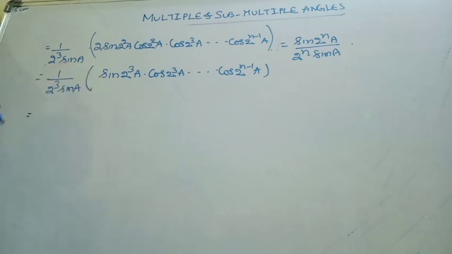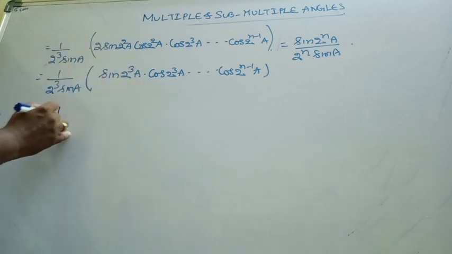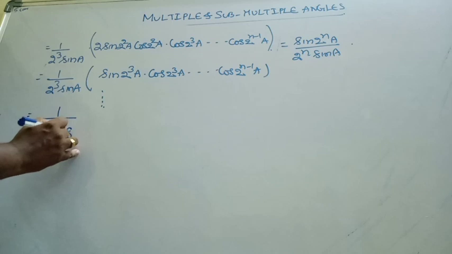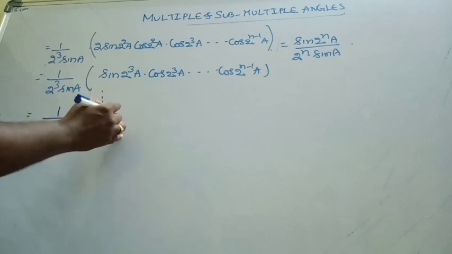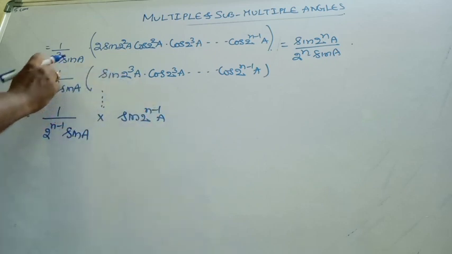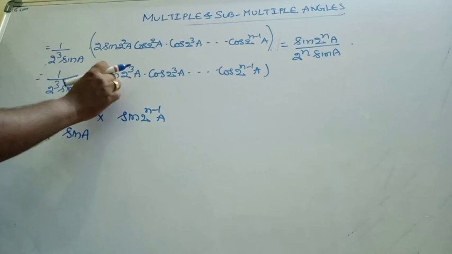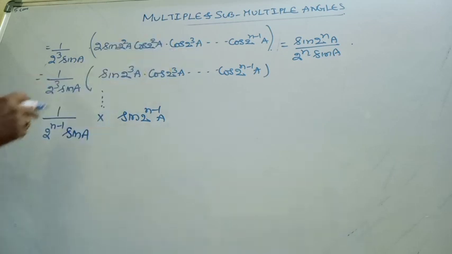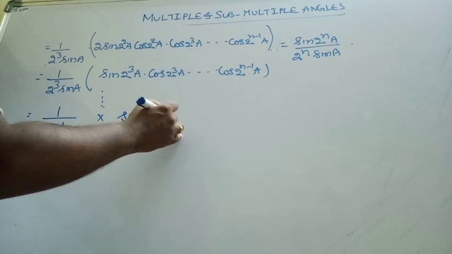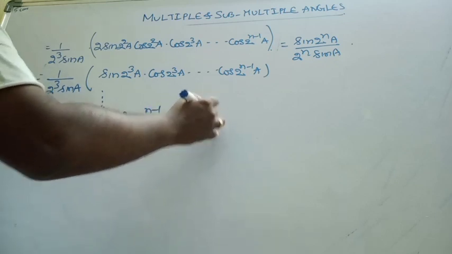While I continue like this, once again if I multiply and divide, the final thing I am going to get is 1 by 2 power n minus 1. If I proceed, sin A into sin 2 power n minus 1 into A, because whenever I have 1 by 2 cube into sin A, I have sin 2 cube A cos 2 cube A. When I proceed like this, I get 1 by 2 power n minus 1 into sin A, into sin 2 power n minus 1 A into cos 2 power n minus 1 into A.